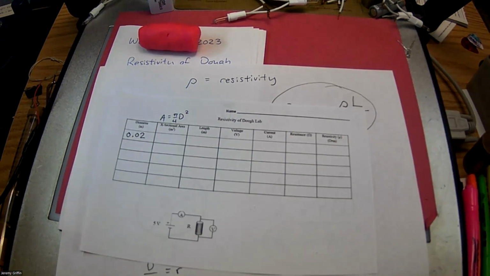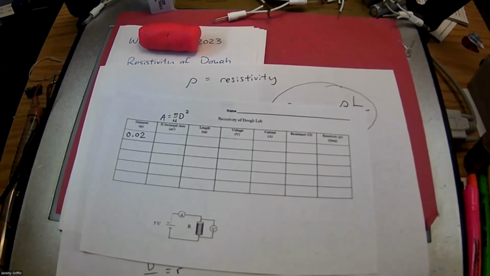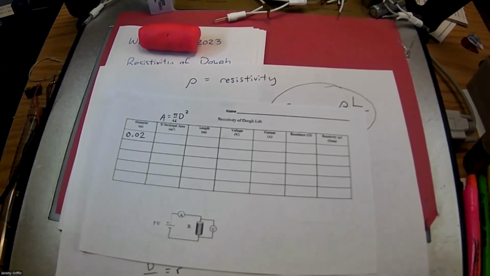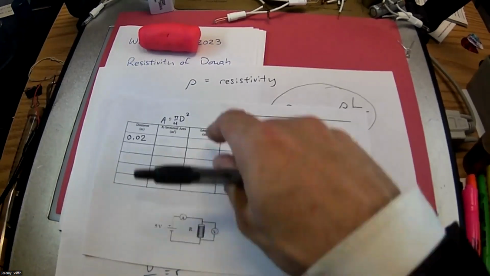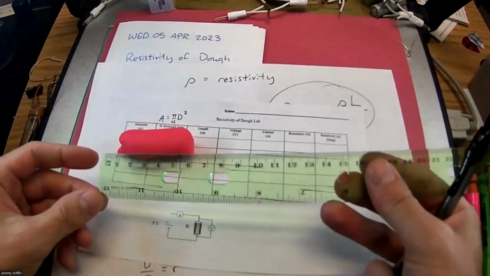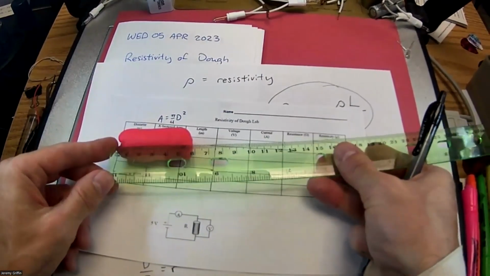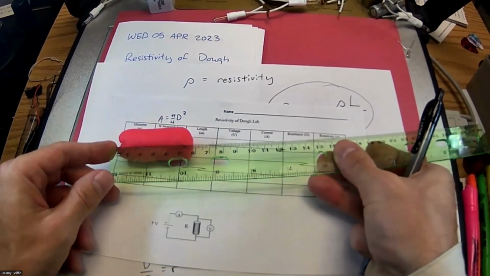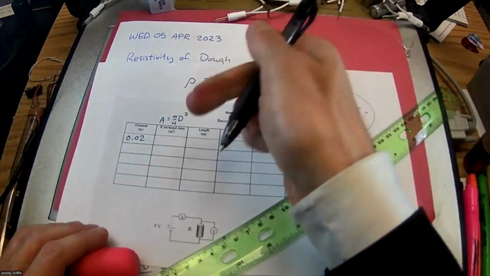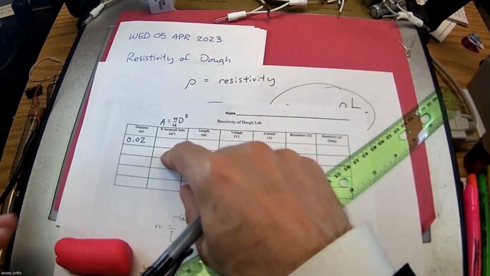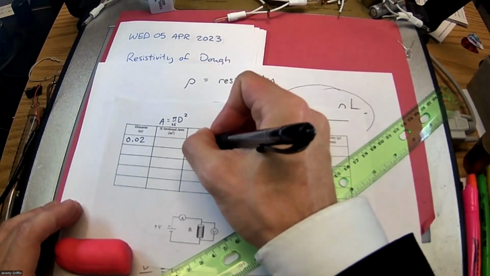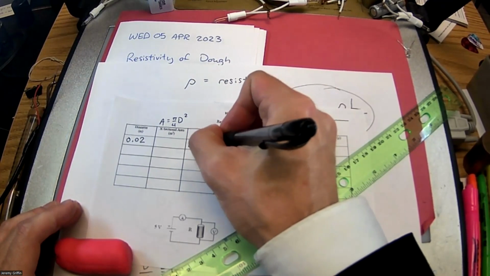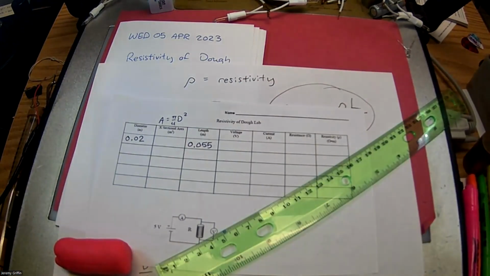Okay, give you the page. Length in meters. Okay, so try this. This is 5.5 centimeters long. So 5.5 centimeters. So is that 0.55 meters? 0.055 meters, right? 0.055 meters would be 5.5 centimeters.